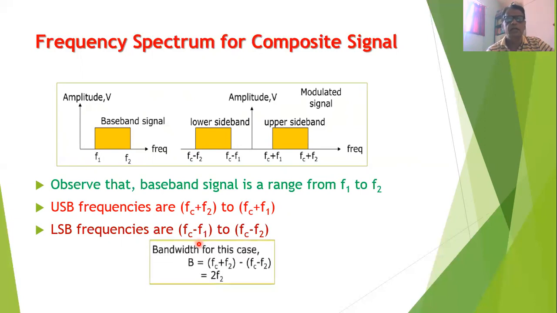And therefore, in the case of a composite signal, the bandwidth can be computed as the difference between the highest frequency and the lowest frequency. The highest frequency in this case is fc plus f2, and the lowest frequency is fc minus f2. And therefore, when we take the difference between these two frequencies, we will get the bandwidth equal to twice f2. That is, in the case of a composite signal, the bandwidth of the communication system will be twice the highest baseband signal frequency.